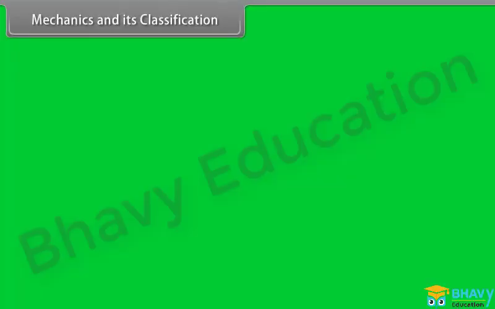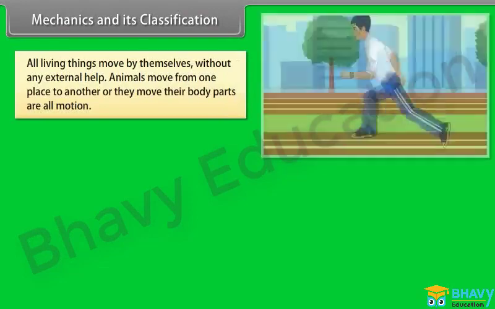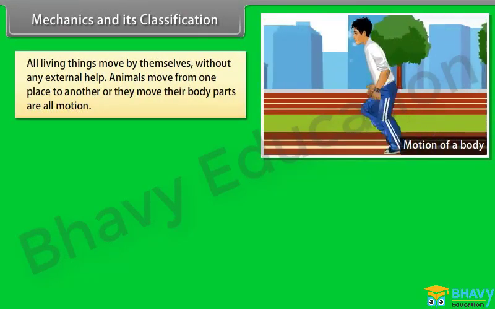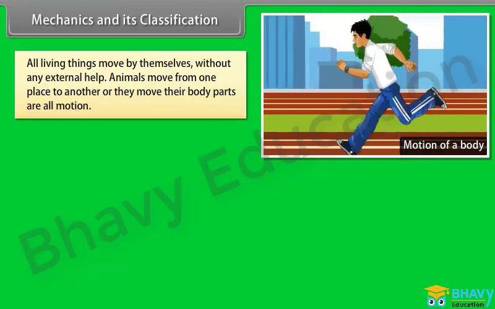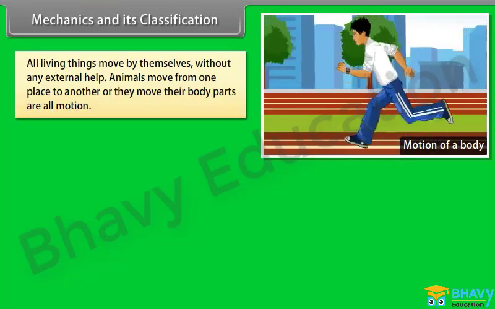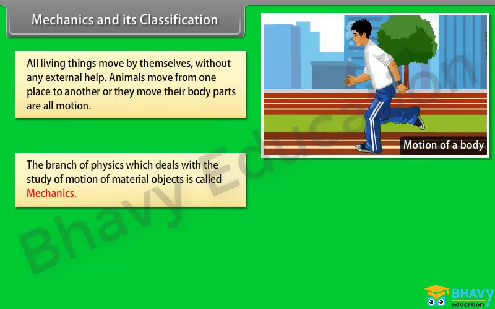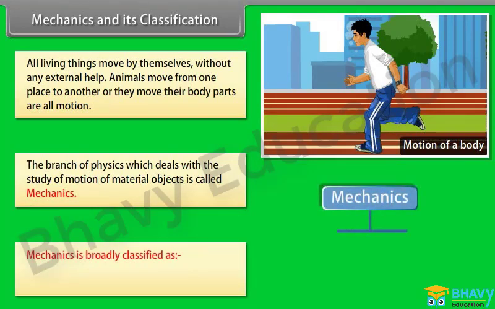Mechanics and its classification. All living things move by themselves without any external help. Animals move from one place to another, or they move their body parts, are all motion. The branch of physics which deals with the study of motion of material objects is called mechanics. Mechanics is broadly classified as 1. Statics, 2. Kinematics.